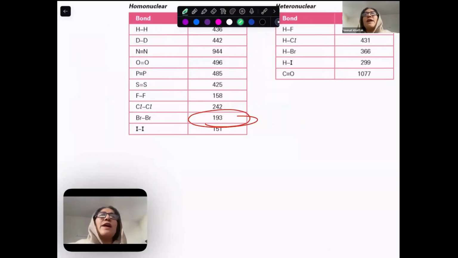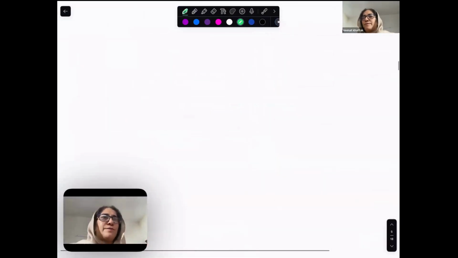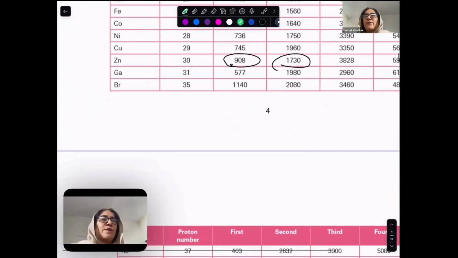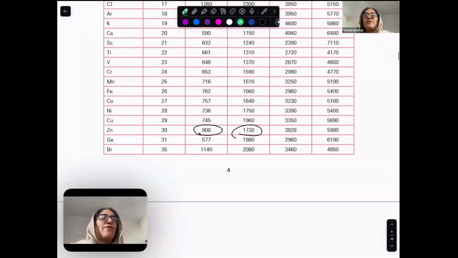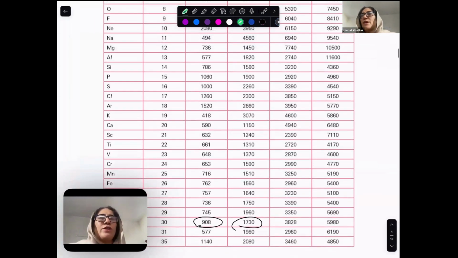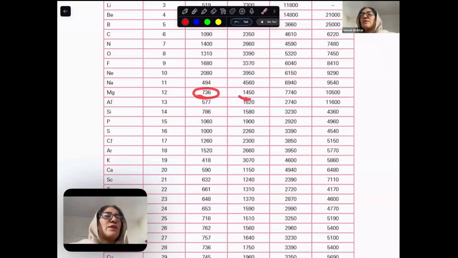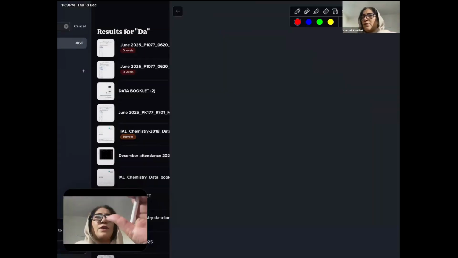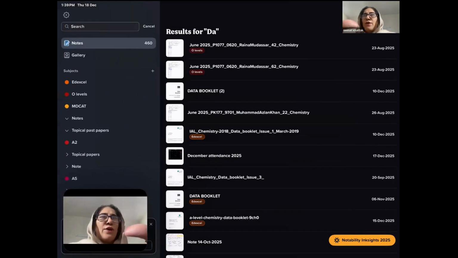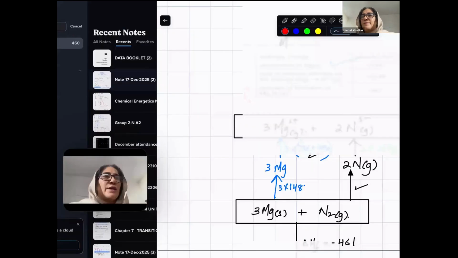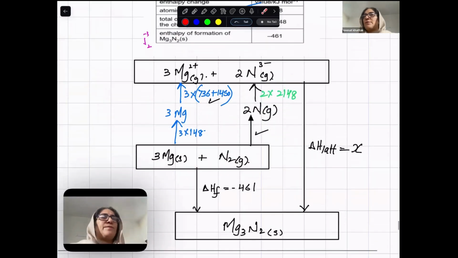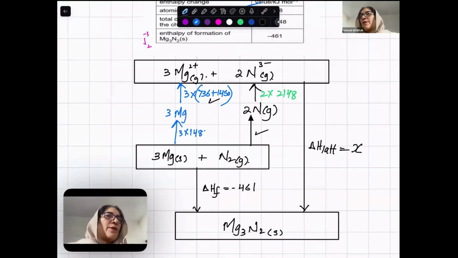For nitrogen, it is 944. And for magnesium, 736 and 1450. See, 736 and 1450. So, if I go to that question again, what am I supposed to put here? 944.